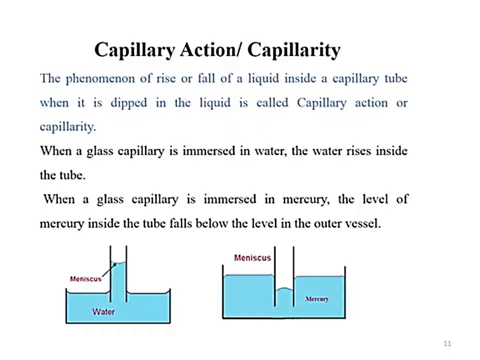When a glass capillary is immersed in mercury, the level of mercury inside the tube falls below the level in the outer vessel. It is shown in the figures. In the first figure, the meniscus is the curve of the liquid. The liquid is water, so water rises up in the capillary much more than the mercury in the second figure. The meniscus means the curve of the liquid in the capillary. The curve shows the level of the liquid, which is mercury.